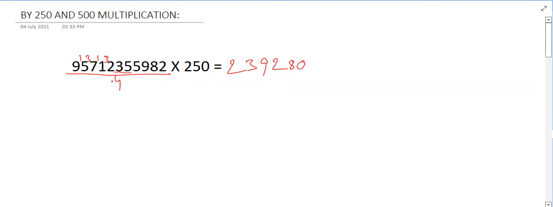8 with remainder 3. 35 again, 8 with remainder 3. 39, 9 with remainder 3. Again 38, and 9 with remainder 2. Then 22, 5 with remainder 2. If 2 is the remainder, 500. Correct, 500.